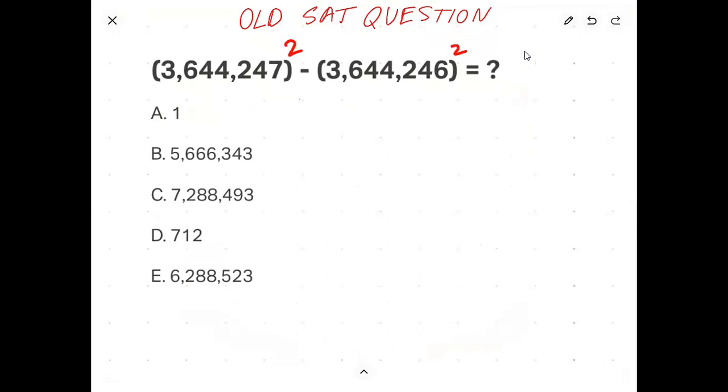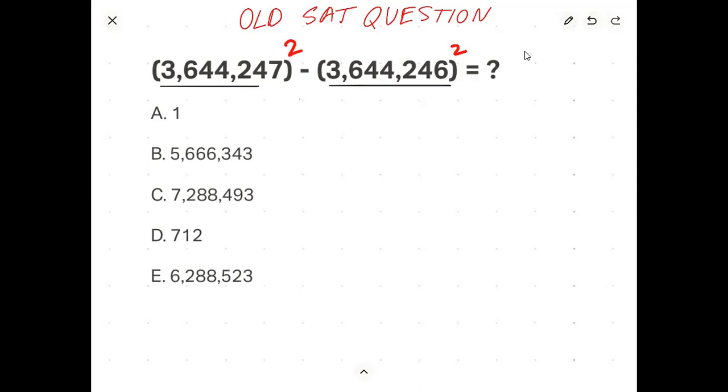Because we had 7 digits in both of these squares, I knew that the SAT did not want us to sit there and try to multiply 7-digit numbers twice and then subtract them. I knew they didn't want us to do that. So I knew that there had to be a pretty easy way to solve this question. I just didn't know what it was.